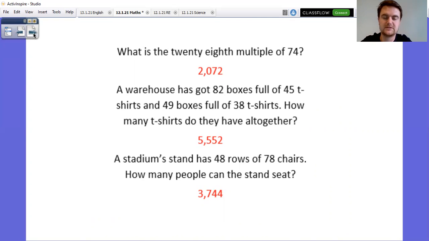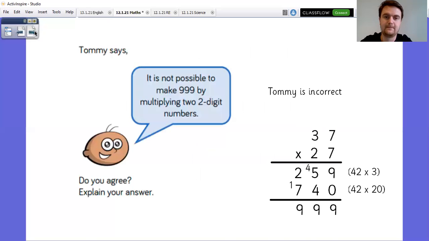For your answer to your problem question, he is incorrect. There is one sum that does give you the answer 999, which is two two-digit numbers being multiplied together, and that's 37 times 27. So very, very well done if you managed to get that.